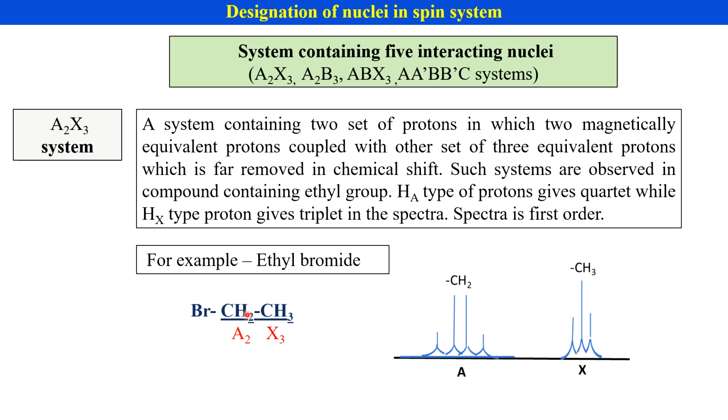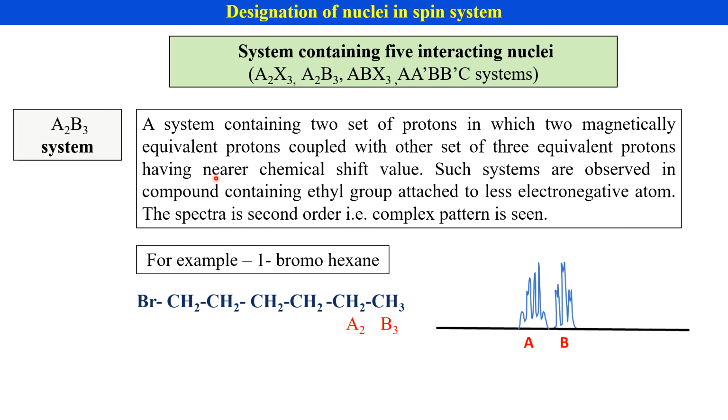The CH2, as it is deshielded, it is designated as A. There are two protons, therefore it is A2. This is the X3 system. A type of proton gives a quartet and X type of proton gives a triplet in the spectra. This is A2X3 system. Then A2B3 system.